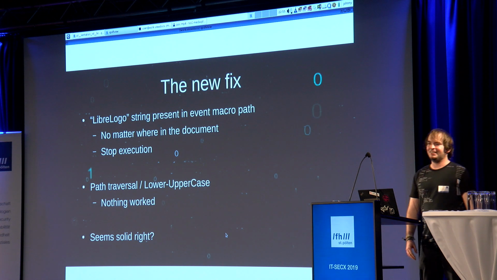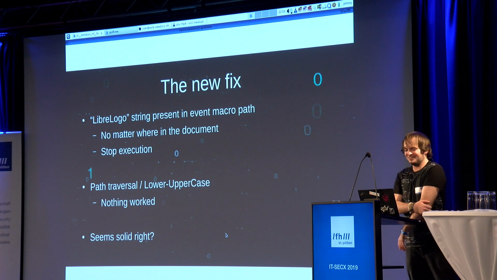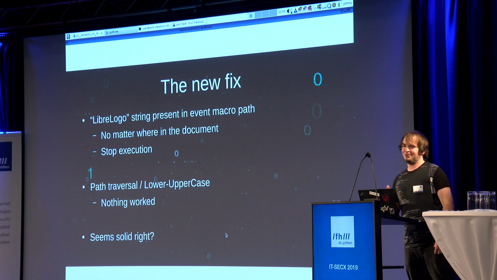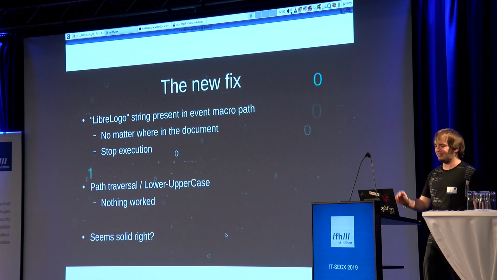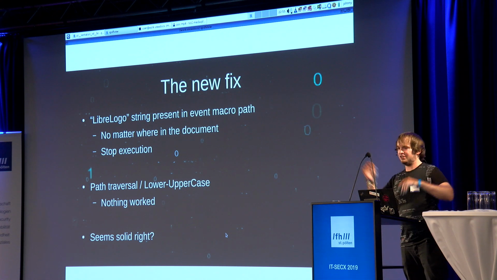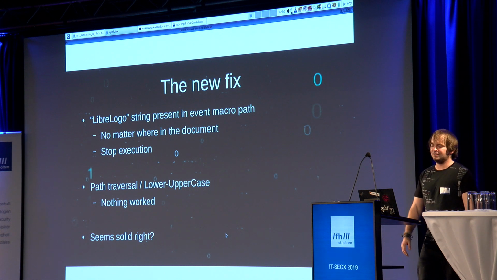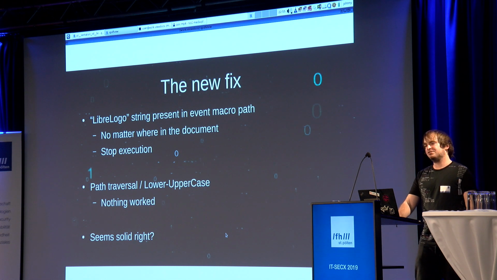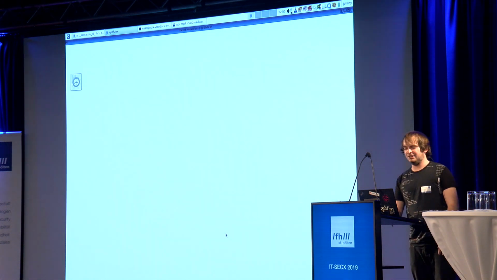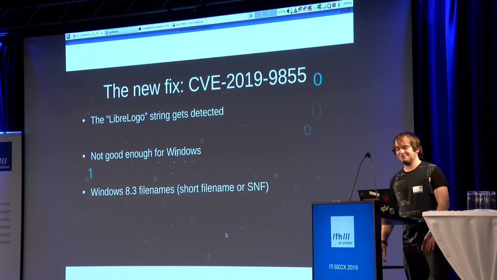What could they do? This actually was quite interesting at first to play with. They really started to aggressively check for the Libre logo string. No matter where in the document, when you use it in a macro, even when you have a Libre logo b / stop execution. Lowercase, uppercase, doesn't matter. As soon as Libre logo is present, stop execution. At first you could think, yeah, that sounds good. There's a problem. That's not good enough on Windows.